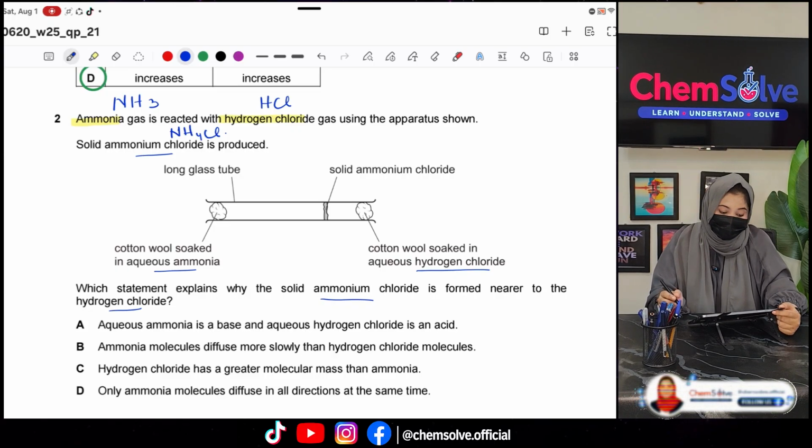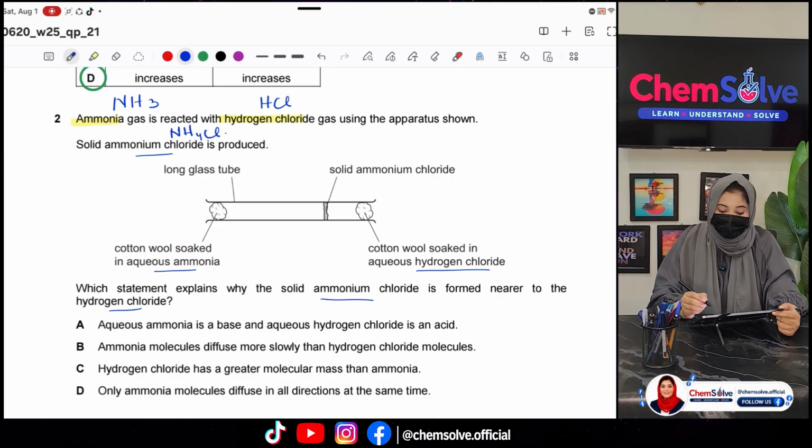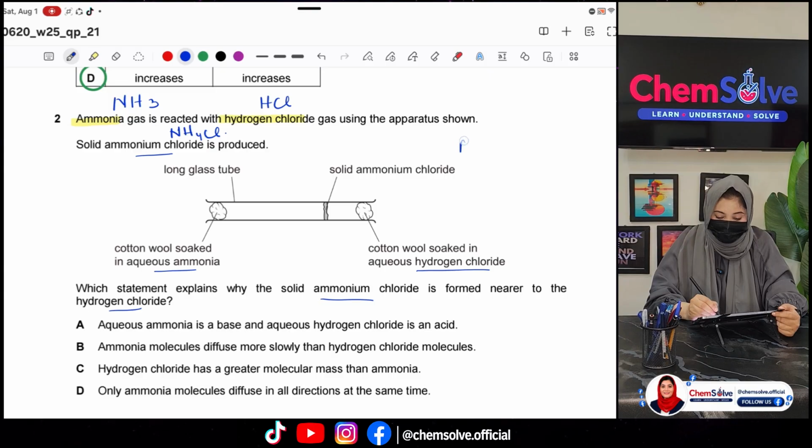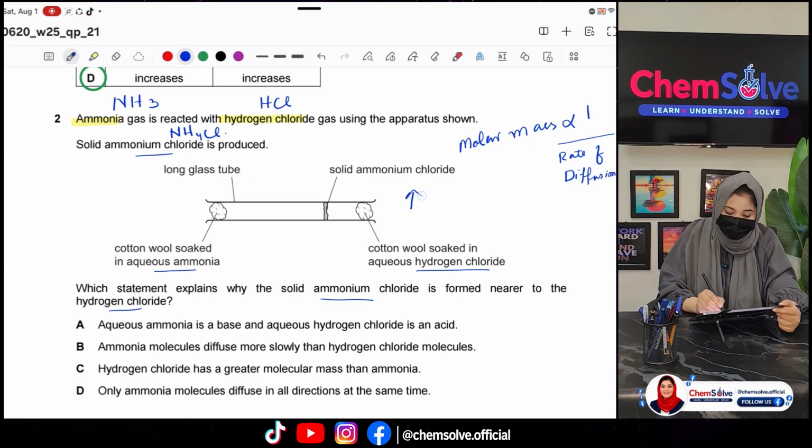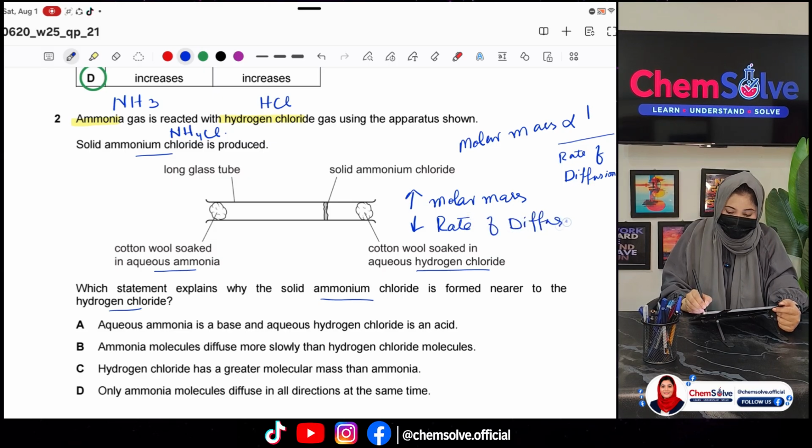So for that we need to look at their molar masses, and we know that molar mass is inversely proportional to rate of diffusion. It means the higher the molar mass, the lower will be the rate of diffusion. All right.